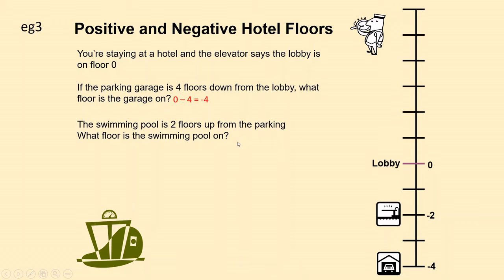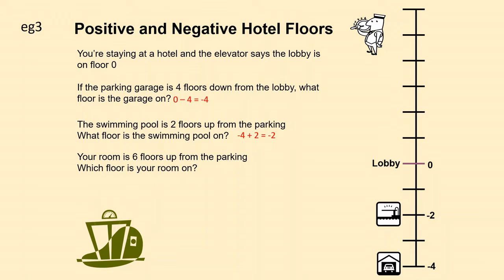Again, we can show this mathematically. -4 plus 2 is getting less negative. That's -2. Next, your room is 6 floors up from the parking. Which floor is your room on? Our parking is way down here, remember, at -4. If I go 6 floors up, 1, 2, 3, 4, 5, 6. There's my room. And what floor is that on?